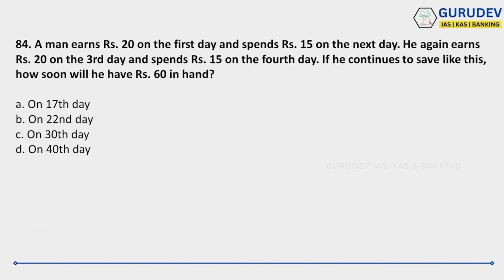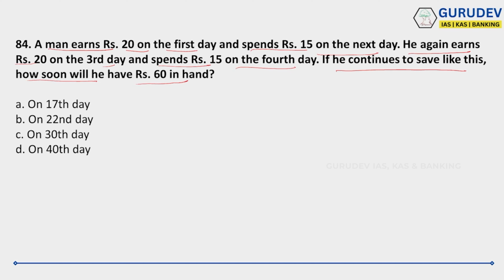This question is a little bit tricky. Okay, let us see what happens exactly. A man earns rupees 20 on the first day and spends rupees 15 on the next day. He again earns 20 rupees on the third day and spends rupees 15 on the fourth day. If he continues to save like this, how soon will he have rupees 16 in hand?